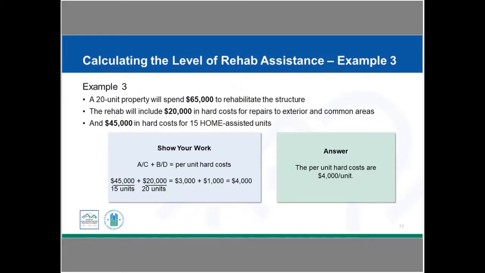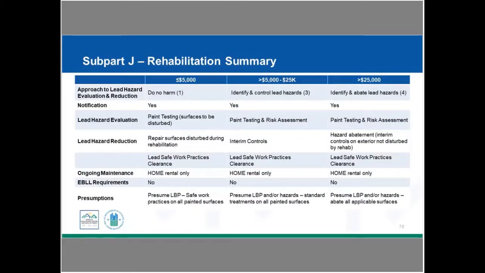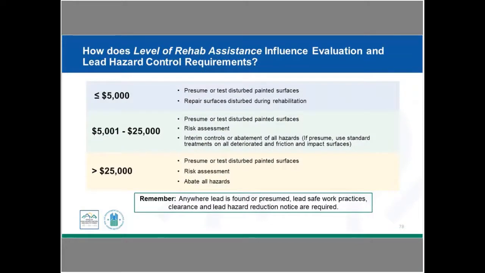All right, let's see. Okay, so I think now that you understand how to get to the different levels of assistance, hopefully this chart makes a little more sense to you. And we're going to spend a lot of time today and next Wednesday going into detail on what are these different evaluations, what are the different reductions, what is ongoing maintenance, and we're going to talk a little bit about presumption in a minute or two. So just to go a little more into detail here, you'll see the 3 different categories up to including 5,000.